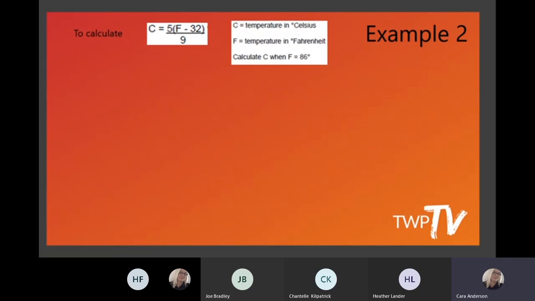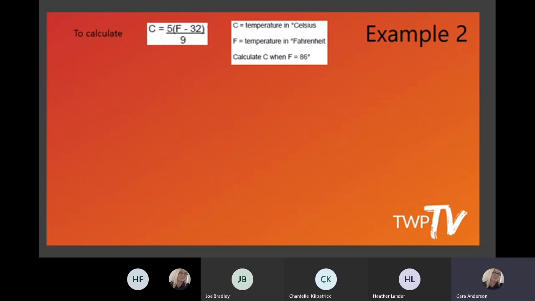Okay, so like I said earlier, they have to give you what F means, because how could you possibly work that out if you didn't know what that was? So they have to give you the values. In this instance, C is what we need to work out. So by the end of this calculation, we will know what the temperature in Celsius is. Okay, so C is what we're trying to work out.